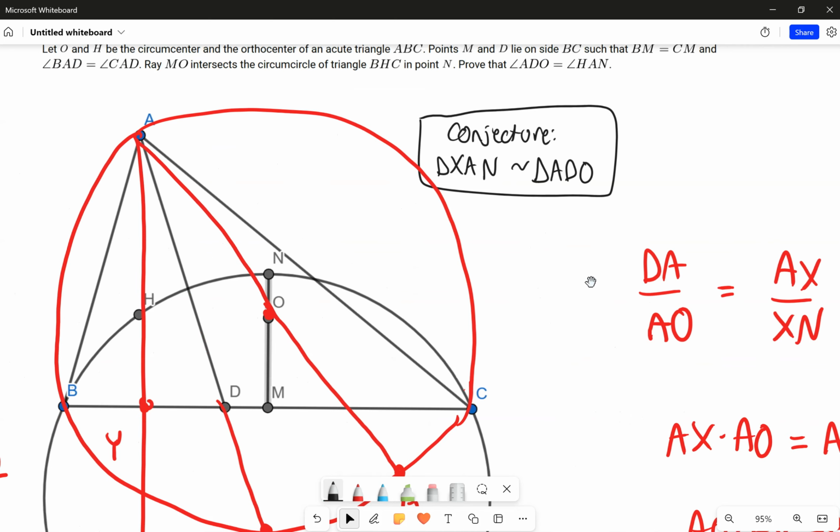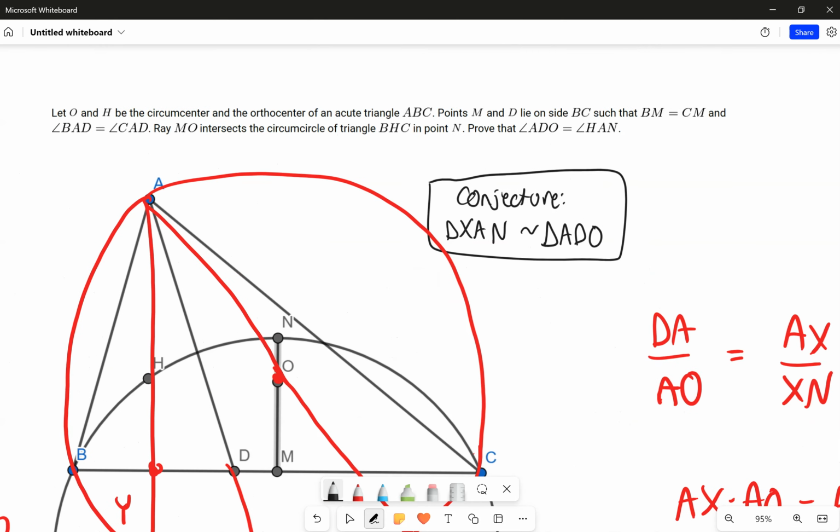And finally, to conclude, we know that angle ADO is equal to angle XAN, which is equal to angle HAN, as we needed.